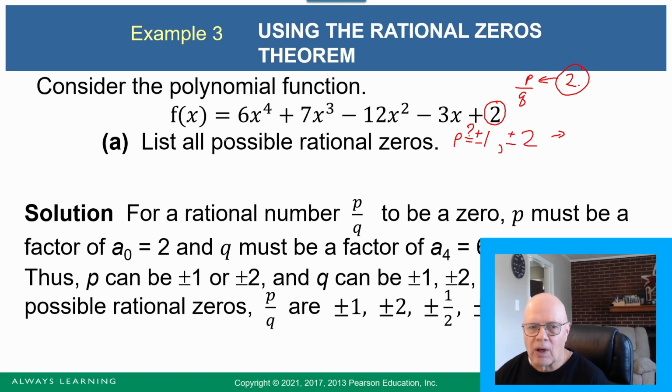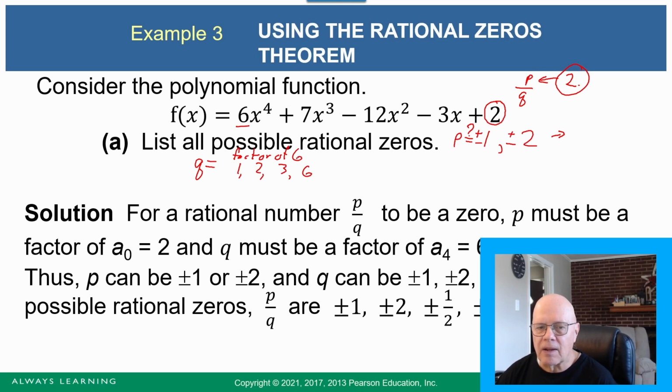What else? Well, this is the other one. Q. What about the number that goes on the bottom? Well, it's going to be a factor of 6. So what are the factors of 6? 1, 2, 3, and 6. Those are the numbers that divide into 6 evenly. We're talking about integers. And just as we had up here with P, it can be plus or minus 1, plus or minus 2, plus or minus 3, plus or minus 6.